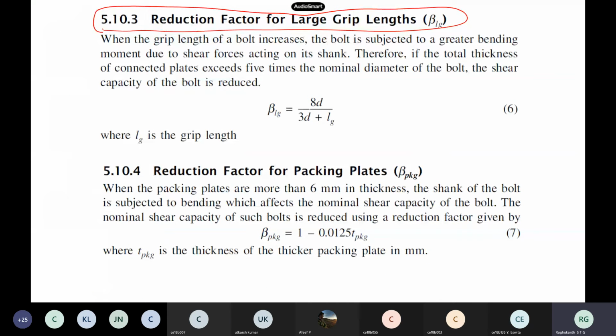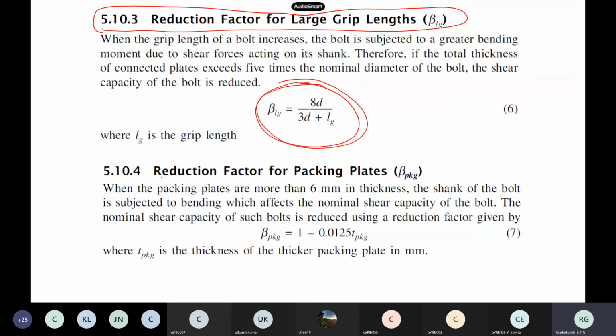So when bending comes, other kinds of problems will come, shear and others. So the shear capacity of the bolt has to be reduced when the grip lengths are very, very long. So this also you have to check, the grip length. Whenever you are doing this design, you have to check how much grip length you have, whether there is any chance of bending moment coming. So obviously your shear strength has to be reduced, because bending moment and shear force are interlinked through a derivative or something like that. So this is also one reduction factor for large grip lengths.